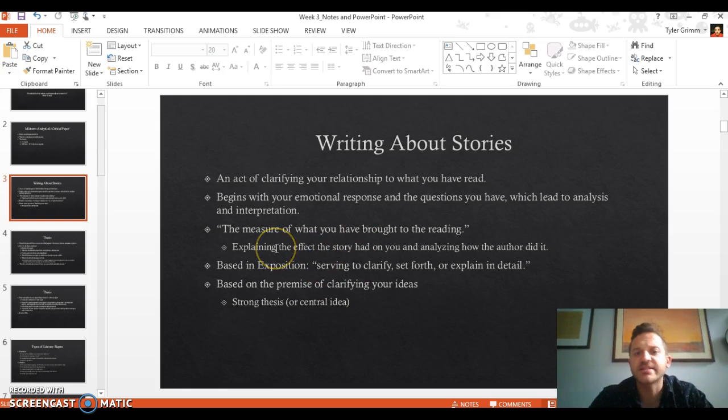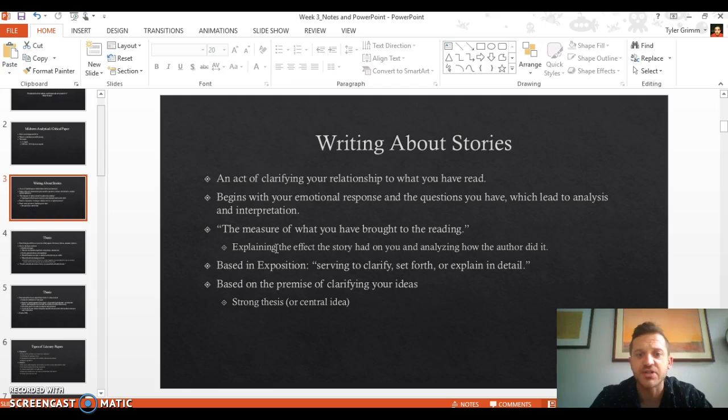There was a good quote: it's the measure of what you brought to the reading. That being said, the only way to have a wrong answer in a literary analysis paper is to not substantiate your evidence correctly, or to use your evidence in the wrong way, or to just purely be opinionated and emotional without evidence.